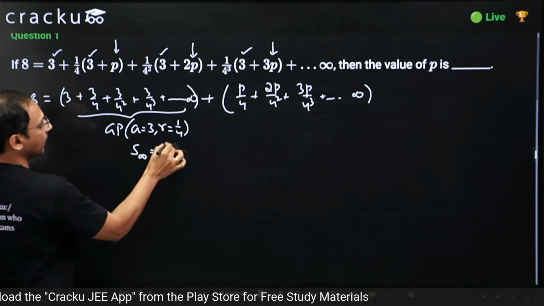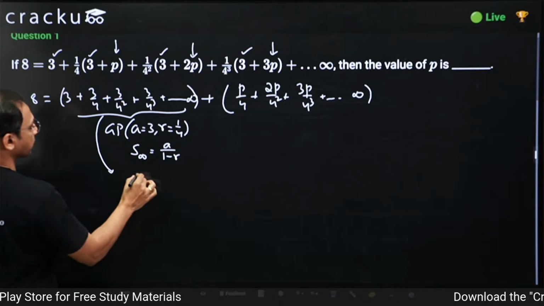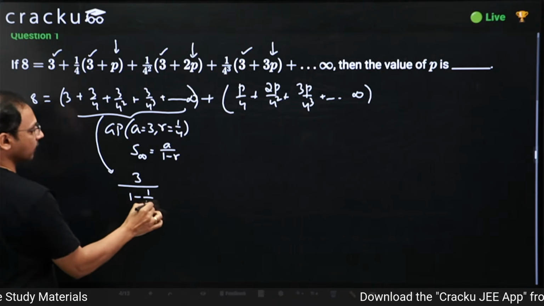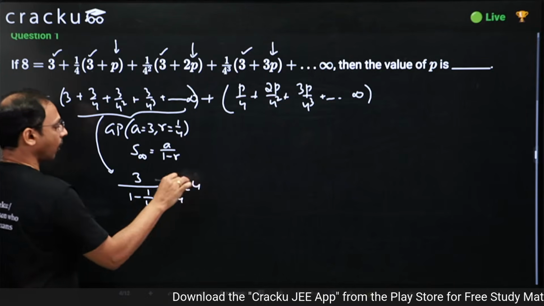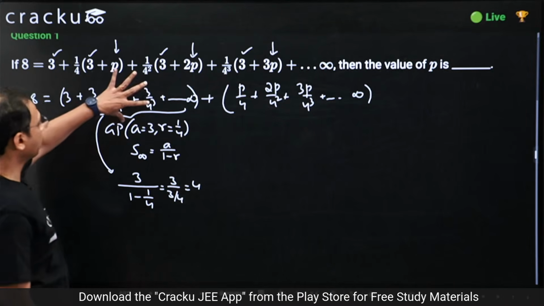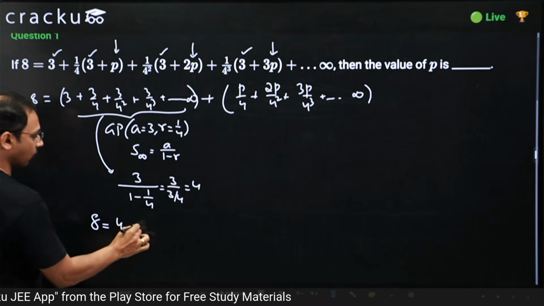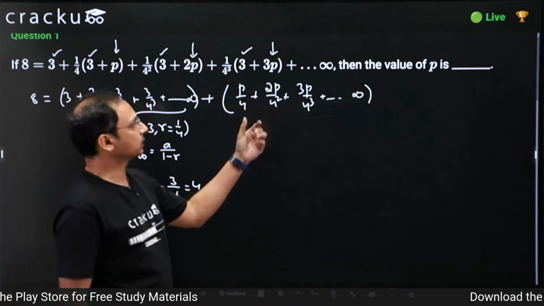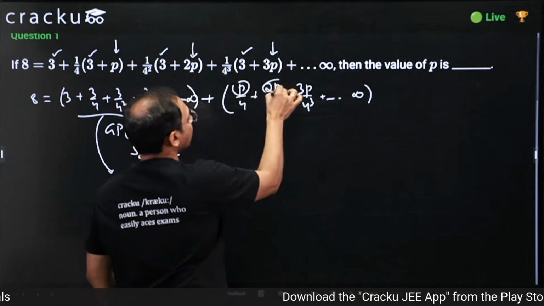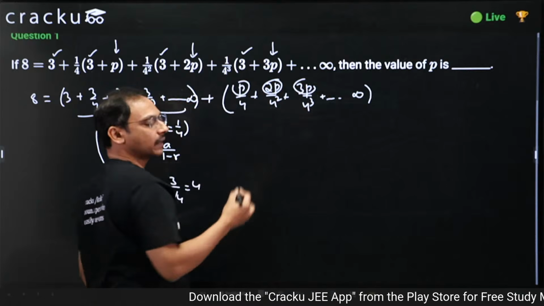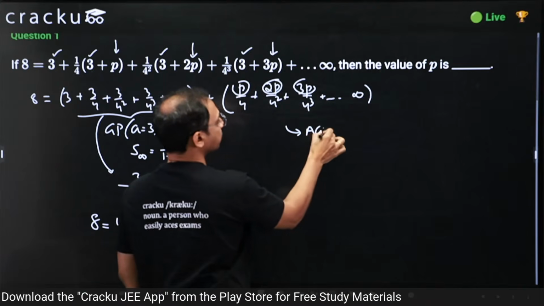S infinity is A by 1 minus R. So this will become 3 by 1 minus 1 by 4, or 3 by 3 by 4, or 4. So this first part will come down to 4. So we have 8 is equal to 4 plus this summation. Please observe this series. The numerators are in AP. The remaining parts are in GP. So this is an arithmetico geometric progression.